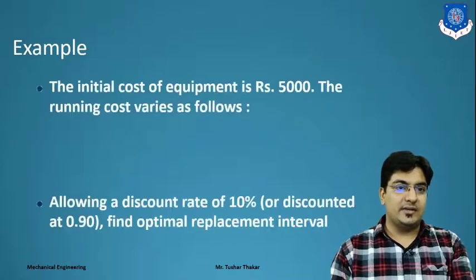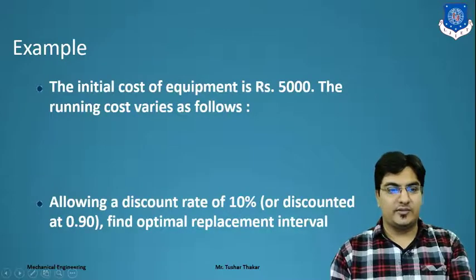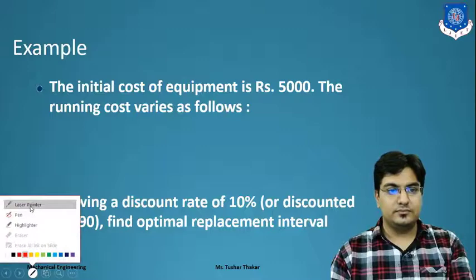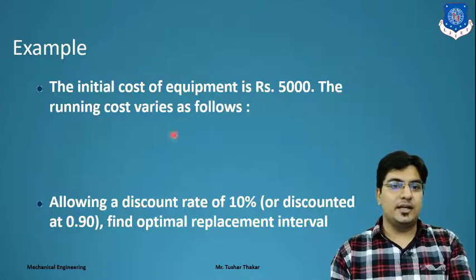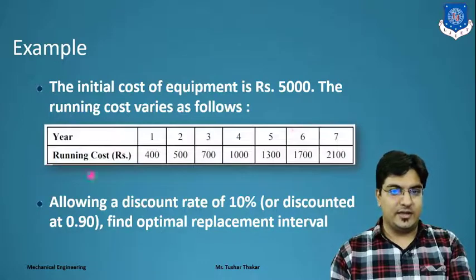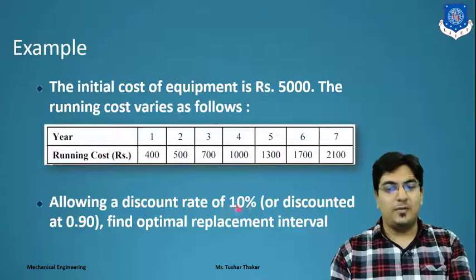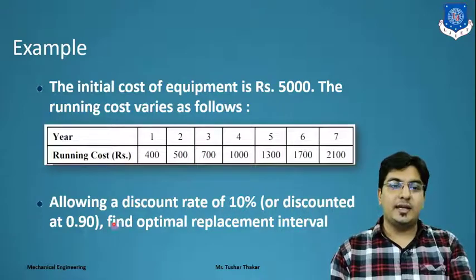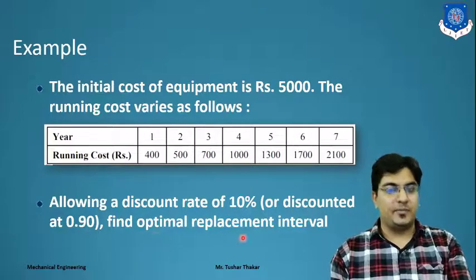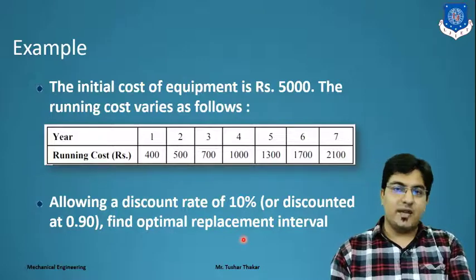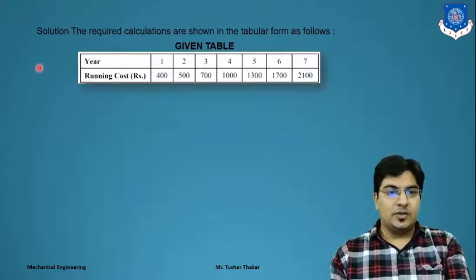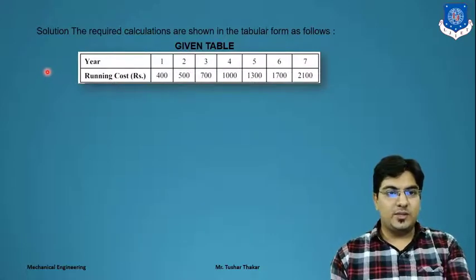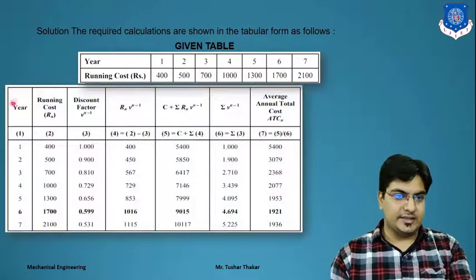One example is given: the initial cost of the equipment is 5,000 rupees. The running cost is as given in the table, allowing a discount rate of 10% or discounted at 0.90. Find the optimum replacement interval at which we have to replace that machine. So we can find out the total cost or replacement year by using this table.